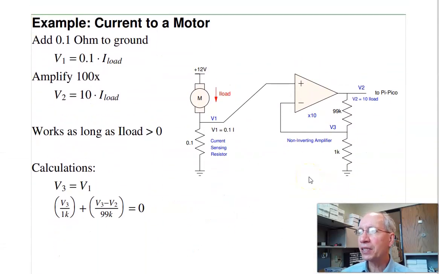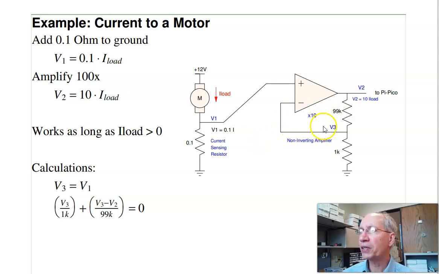Well, with a 0.1 ohm resistor, it's not going to be a lot of voltage. If I add an amplifier, I can convert that to a larger voltage, so the A to D on the Pi Pico can read it. So for example, suppose I want to have a 0.1 ohm resistor so that I don't really change how the motor operates, but I want to have a voltage where 1 volt is 1 amp. Well, 1 amp gives you 0.1 volts, times 10 gives you 1 volt.